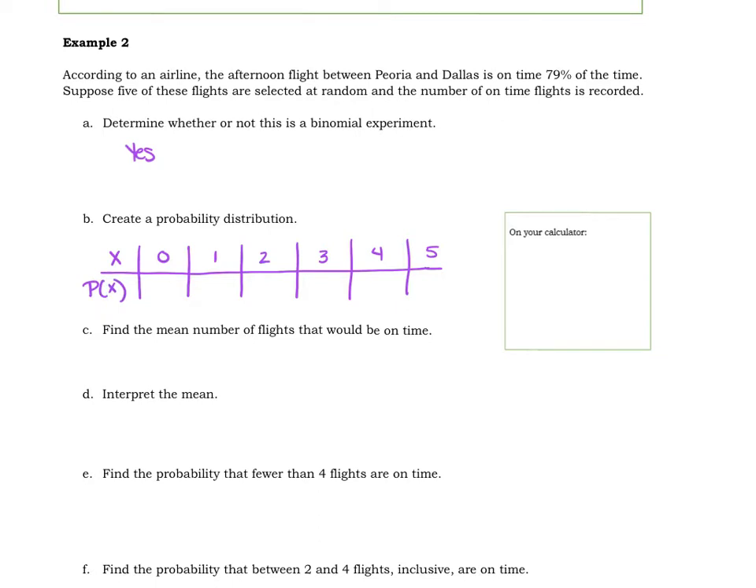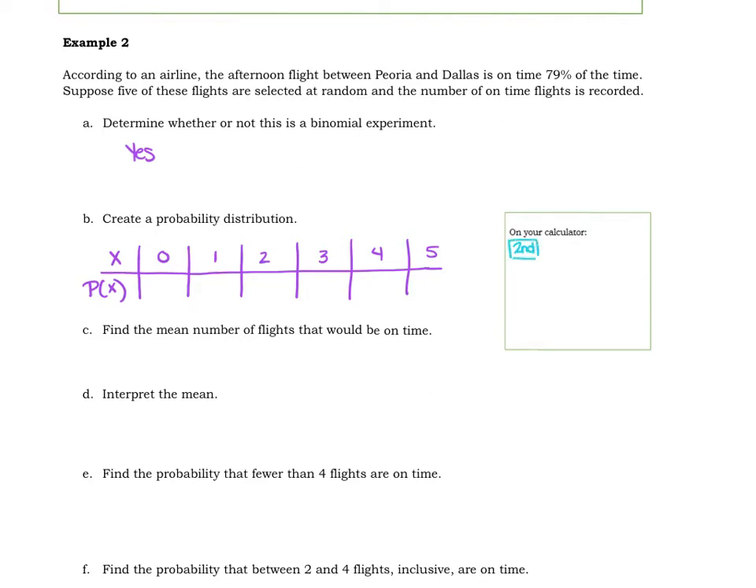And you might be thinking, well, how the heck am I supposed to figure this out? All it says is they're on time 79% of the time. Well, yes, but this is where your calculator comes into play, okay? So, new stuff. This is not just one variable statistics. You get to do something new. Woohoo! All right, so what you want to do first is press your second key.